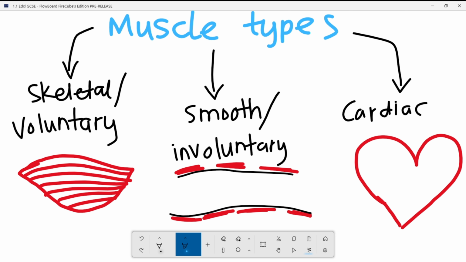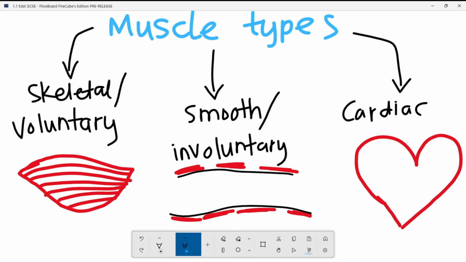So in the body, you have hundreds and hundreds of muscles. These muscles have different functions, and we can split them into three different muscle types. We have skeletal muscle or voluntary muscle. We also have smooth muscle or involuntary muscle, and we have cardiac muscle. Skeletal muscles are the muscles that connect to your bones through tendons, and these are things like your biceps, triceps, your quads, your hamstring. The key thing about skeletal muscles is that we have voluntary control over them, so you can consciously decide when you want to contract or relax these muscles.